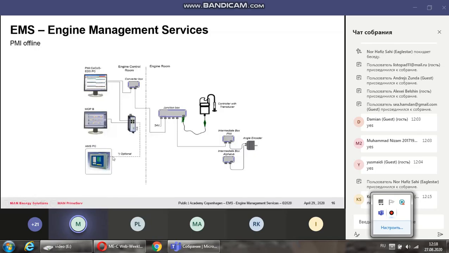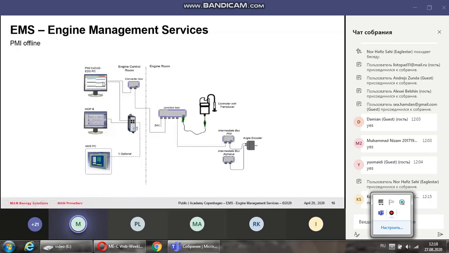This is an option. Say for example, your PI is varying more than, let's say, 0.5 bar, or your Pmax is varying more than 10 bar, so you would like to have an alarm. You can have it, no problem. Then you have to get an alarm connected to the alarm monitoring system. So it is only a matter of reconfiguration of your equipment on board.